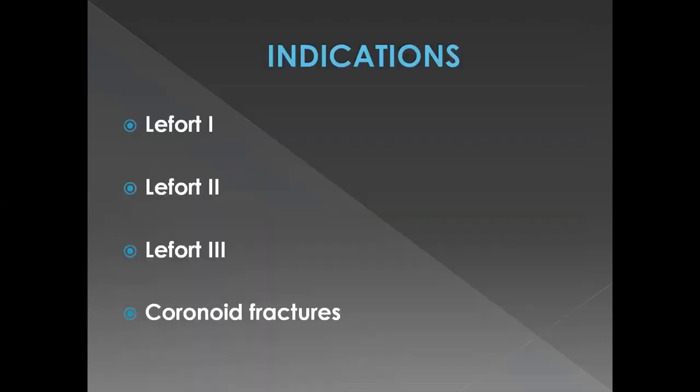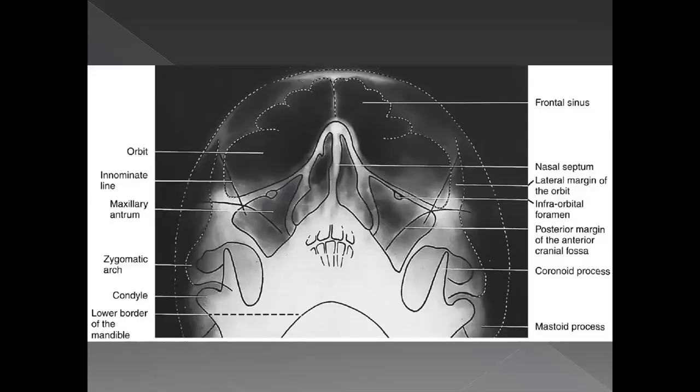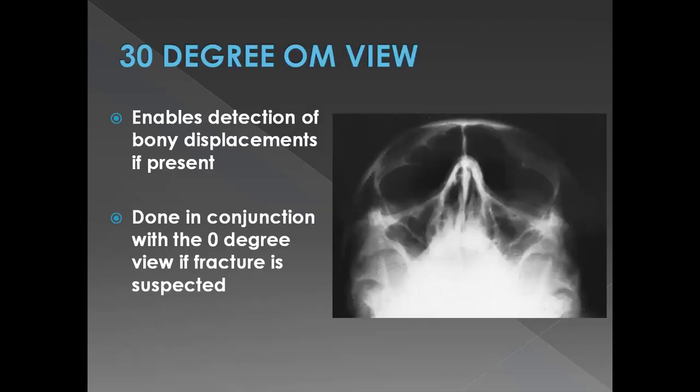Okay, so what are its indications? Its indications are quite similar to that of the 0-degree view. You have Lefort 1, Lefort 2, Lefort 3 fractures and the coronoid fractures. But if you paid attention over here, in fact, let me just take you to the previous slide. In this, other than the maxillary antrum, you can't see the orbits very clearly. You can't see the mandible very clearly in this.